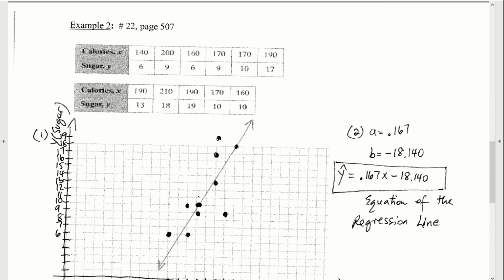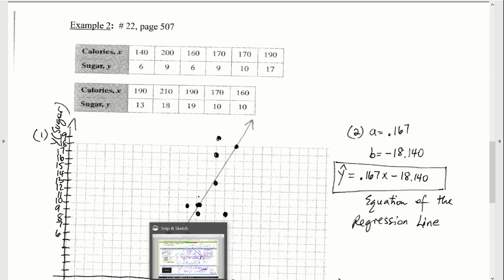Let's do one more of these. Let's take a look at the relationship between the calories an item has and the number of grams of sugar of the item. The independent variable will be calories. The dependent variable will be the grams of sugar.